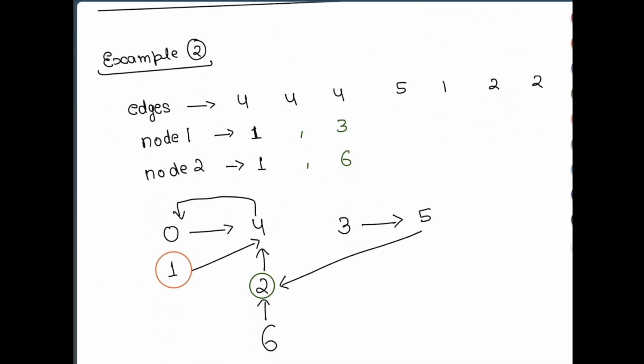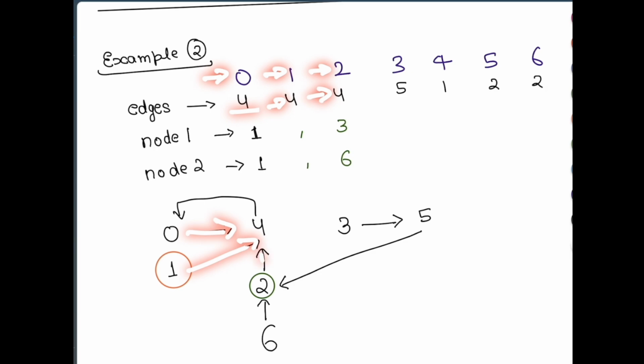Let us see another example in which there is a possibility of a cycle. In the example number 2, the edges given are 4, 4, 4, 5, 1, 2, 2. So basically the nodes are 0, 1, 2, 3, 4, 5 and 6. So we have total 7 number of nodes, right, which are numbered from 0 to n minus 1, which is 0 to 6. Now from 0 I can go to 4, from 1 I can go to 4, from 2 I can go to 4, right? So 0 to 4, 1 to 4 and 2 to 4.